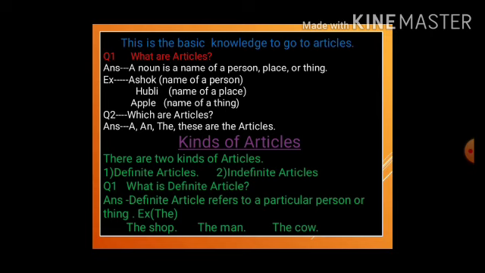Look at the slide where there is a definition for noun. What is noun? A noun is a name of a person, place or thing. For example, Ashok. This is name of a person. Hubli. This is name of a place. Apple. This is name of a thing.